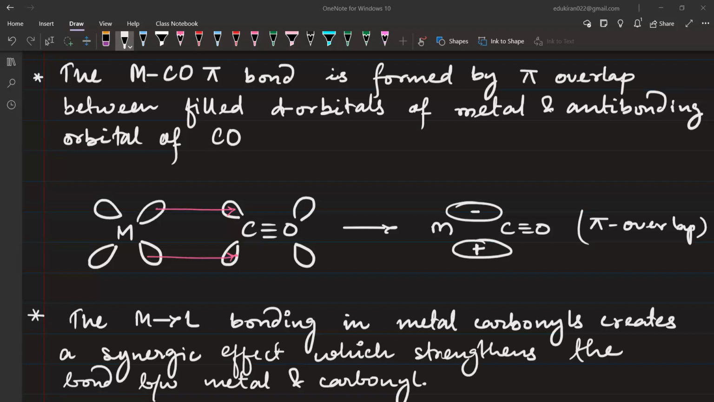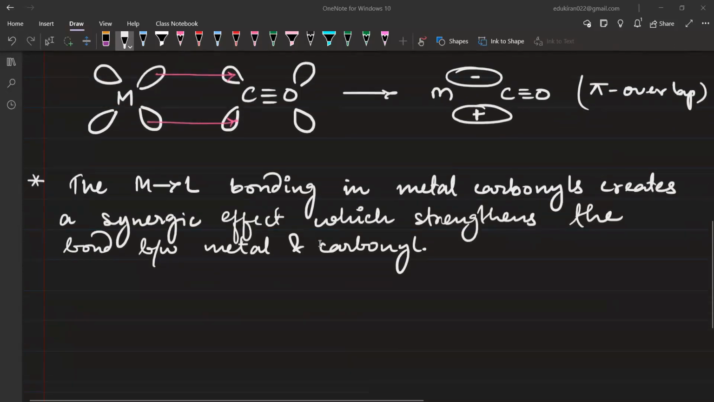So what is the meaning of synergic effect? I'm just going to get that. So synergic effect, it means that synergy is a term, na. Synergy का मतलब क्या होता है? Synergic effect means एक तरह की bonding इस तरह से कि metal is giving electrons to carbonyl and carbonyl is also giving electrons to metal.